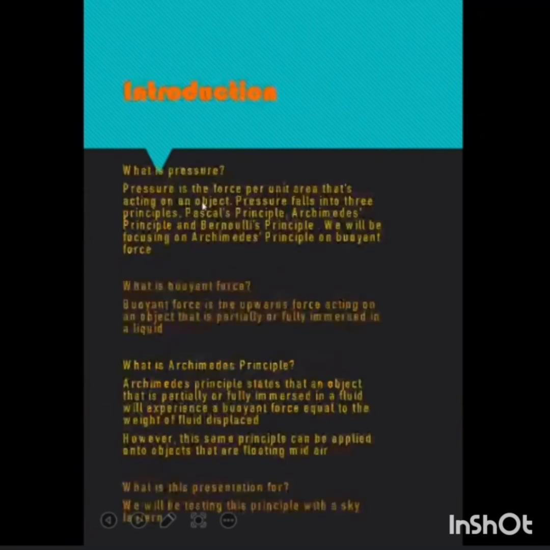Let's start with the introduction. What is pressure? Pressure is the force per unit area that is acting on an object. Pressure falls into three principles: Pascal principle, Archimedes principle, and Bernoulli's principle. We will be only focusing on Archimedes principle on buoyant force today. What is this presentation for? We will be testing this principle with a sky lantern.